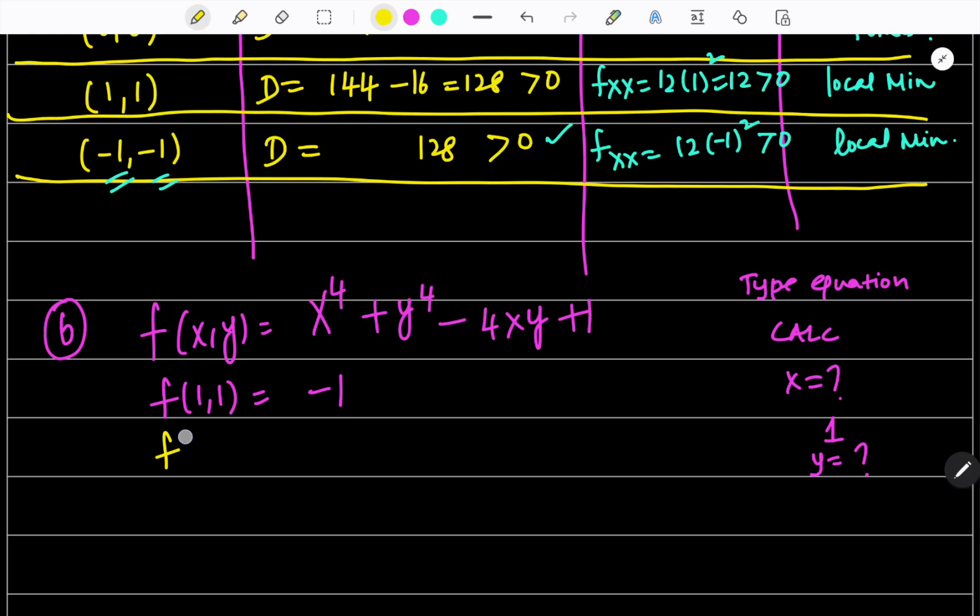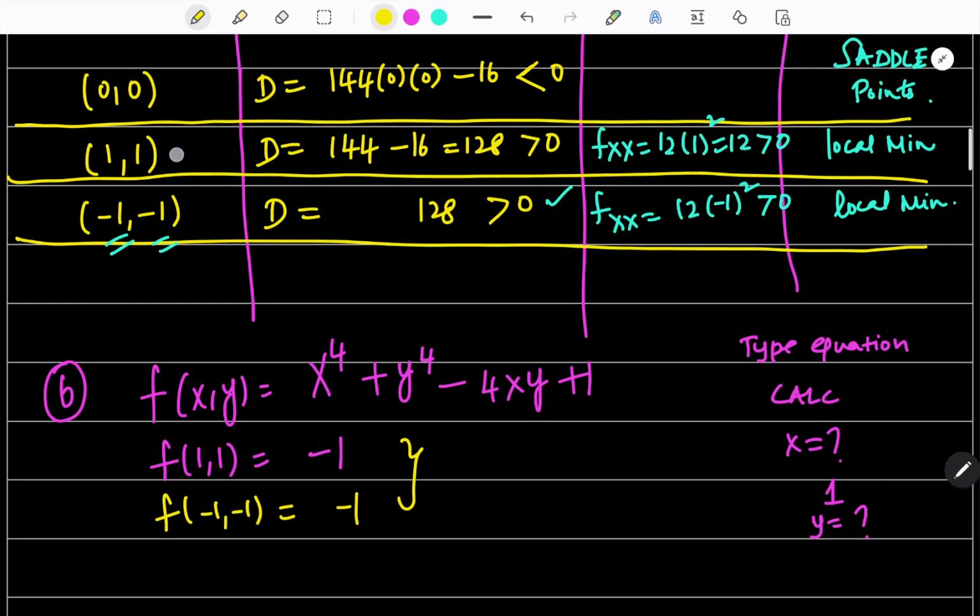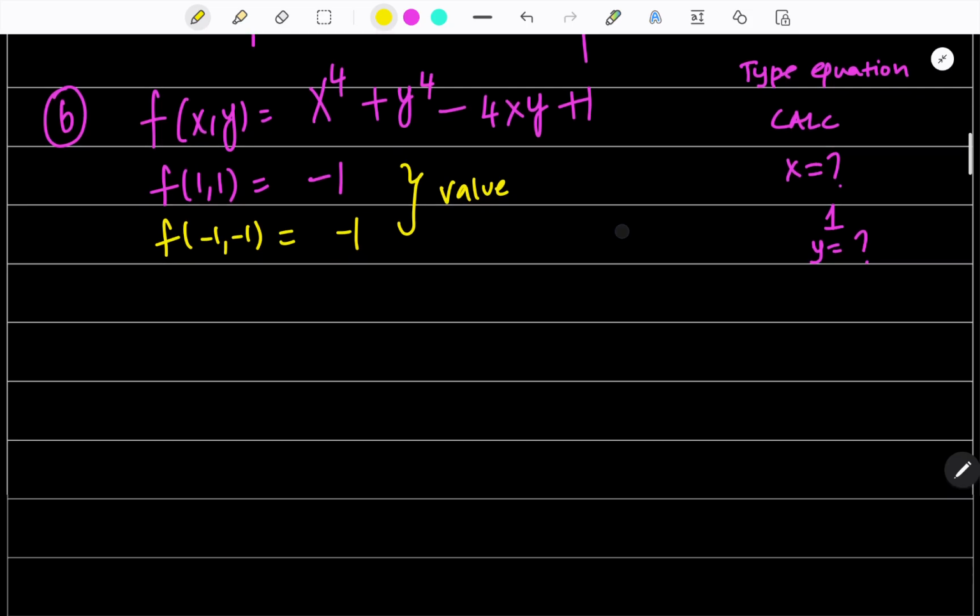Then again, f of minus 1 comma minus 1 is also minus 1. I told you the minimum will occur at 2 points, but the value will be only one. So therefore, the minimum value is equal to minus 1.